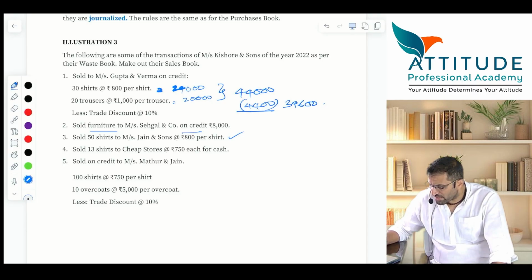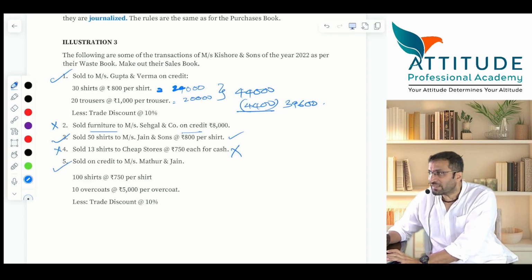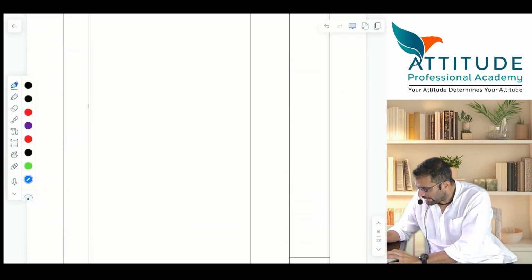Sold 13 shirts to cheap stores at 750 each for cash. Will it appear? It will not appear. Both of these will not appear. This will appear. Correct. Sold on credit to Mathur and Jain. Will it appear? Yes. Shirts and coats are goods. So it will appear.